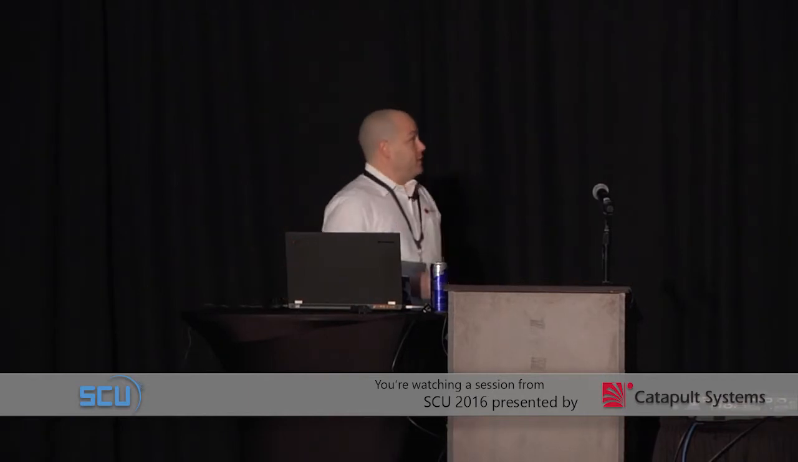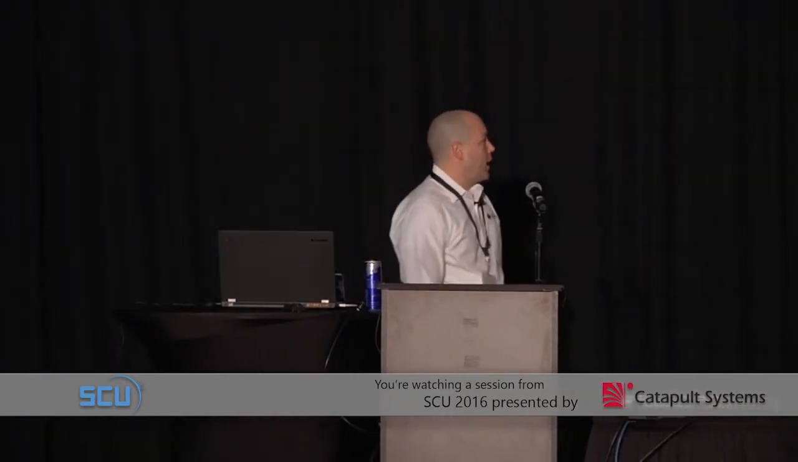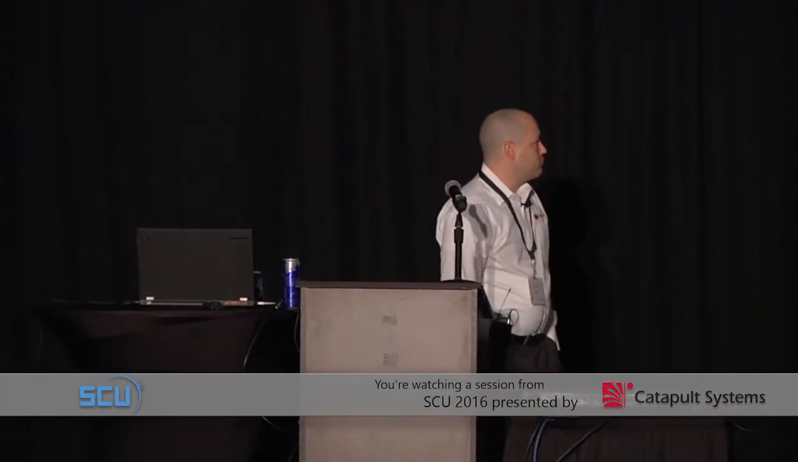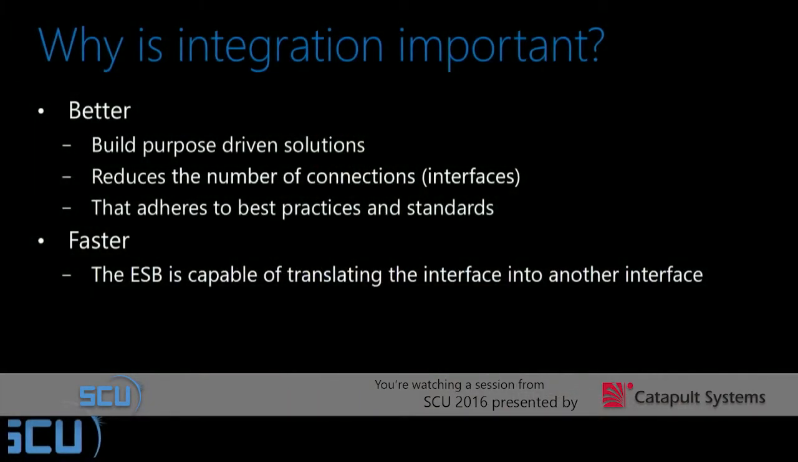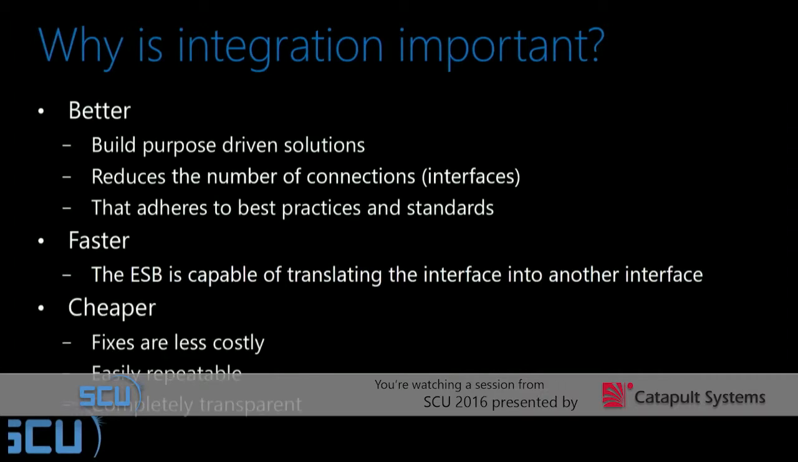That obviously means it makes things faster. I can use an enterprise service bus capable of translating everything on the fly, reducing the number of interfaces, and that reduces complexity and the chance of breaking things in the future. Of course, lastly, it's significantly cheaper. Fixes are typically less costly and have a much smaller footprint, if you will, than vertical integration or a star integration for sure. They're easily repeatable.